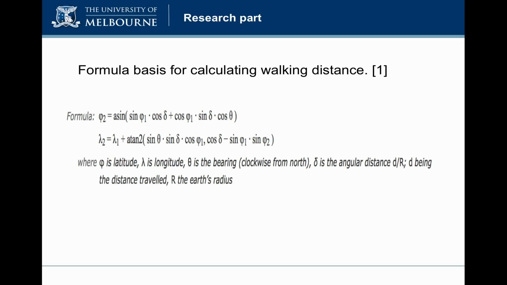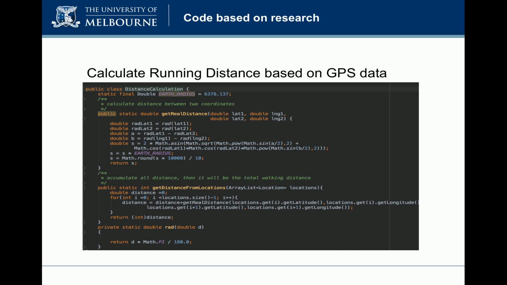For calculating distance and flight kilometers, we did some research. This formula illustrates the distance between 2 points. This is the Java code based on the formula. The first function calculates the distance between 2 coordinates. The second function accumulates all distances, giving the accurate total walking distance.